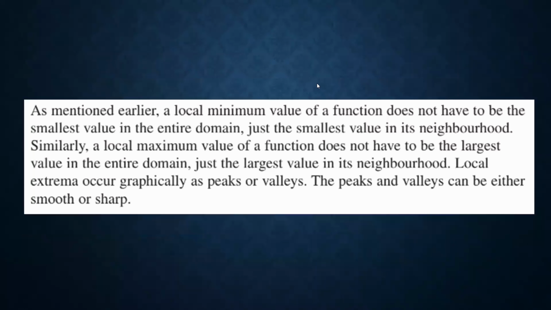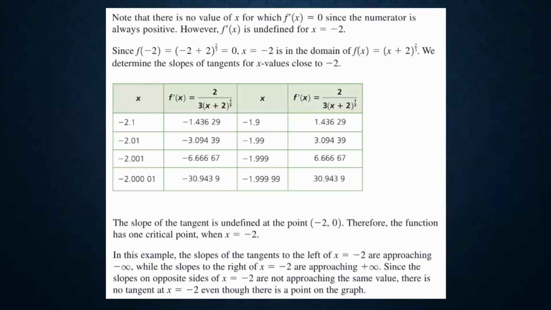Yeah. So as mentioned earlier, a local minimum value of a function does not have to be the smallest value of the entire domain, just the smallest value in its neighborhood. Similarly, a local maximum value of a function doesn't have to be the largest value in the entire domain, just the largest value in its neighborhood. So local extrema occur graphically as peaks or valleys. The peaks and valleys can be either smooth or sharp. This is what we saw in this example. Here we had a sharp valley.